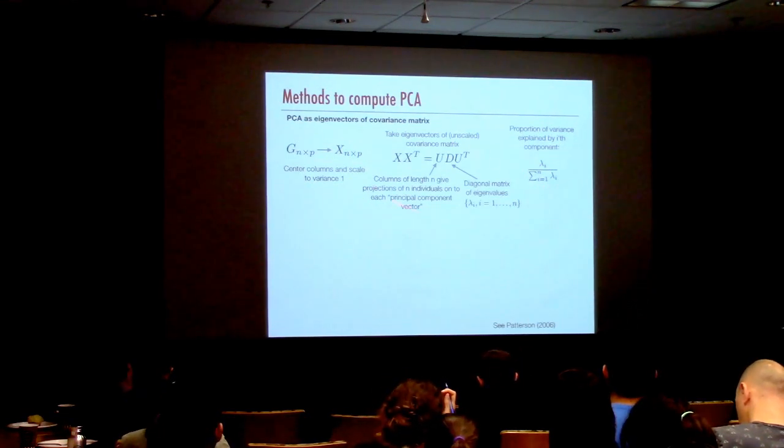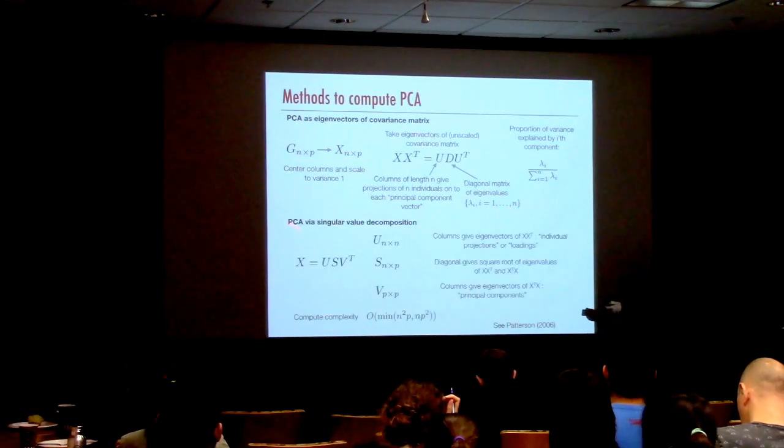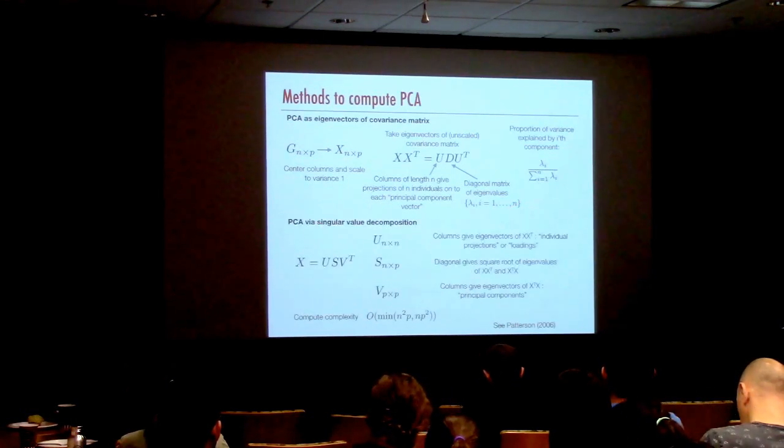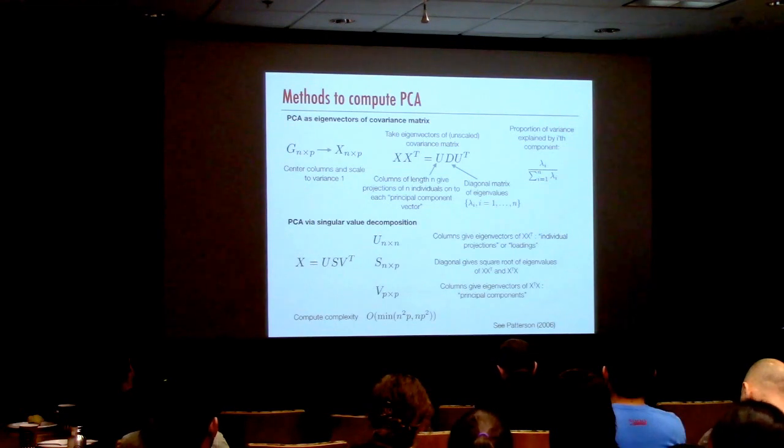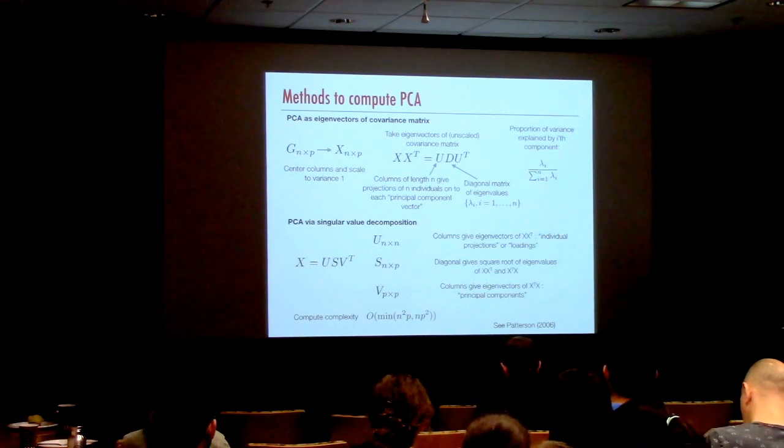In practice, this is computationally expensive, so what's typically done is to do this via singular value decomposition. If you do an SVD, you get a matrix whose columns are the individual projections onto the PCs, which is what you'd use for these individual-level plots that are used very often in population genetics. Okay. And you get the eigenvalues in this S matrix. You get the vectors that define the linear combination of SNPs, the principal components, in this vector.